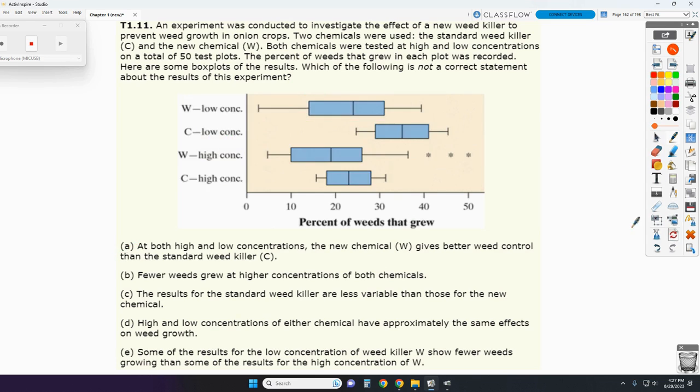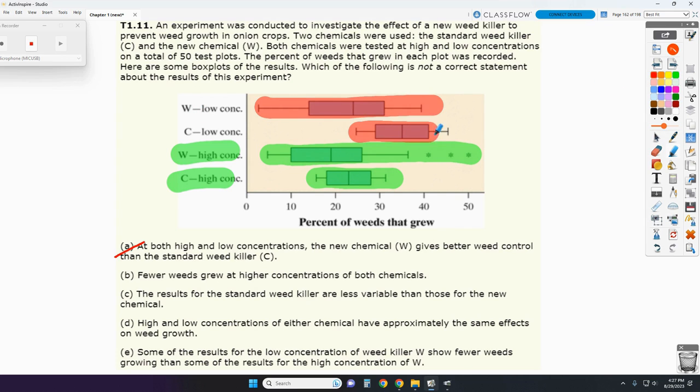All right. B, fewer weeds grew at higher concentrations at both chemicals. So higher concentrations, we're looking at those, and we're kind of comparing it to the lower concentration. So overall, are these two box plots lower? Are they shifted more to the left than the two box plots in red? And I would say no, that's not really true.